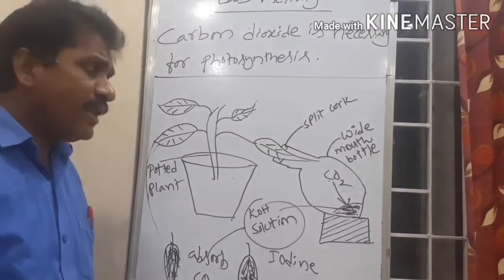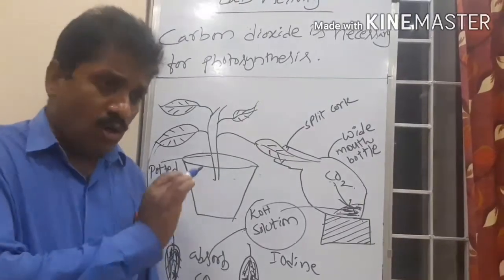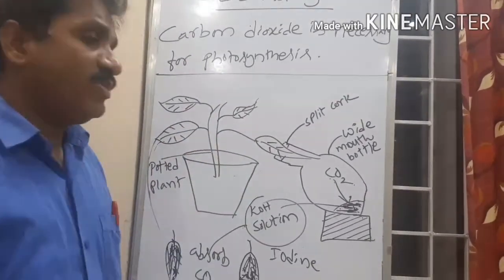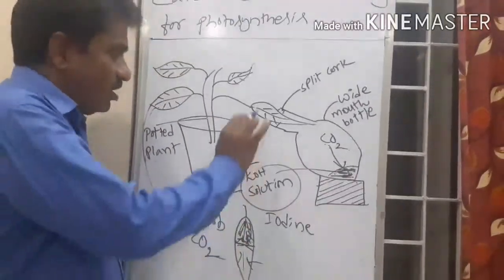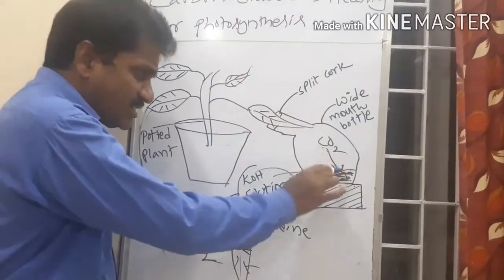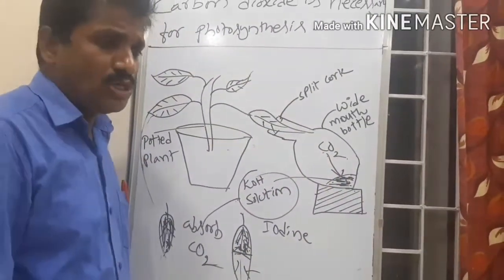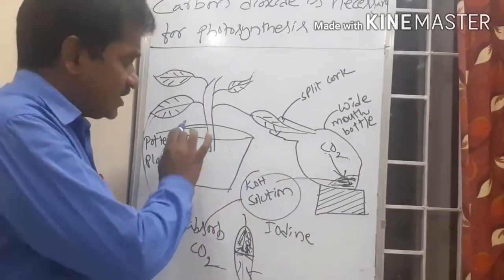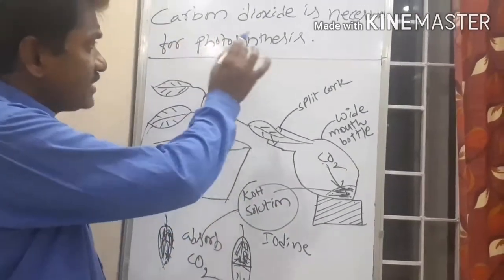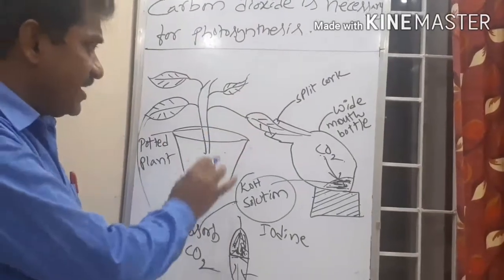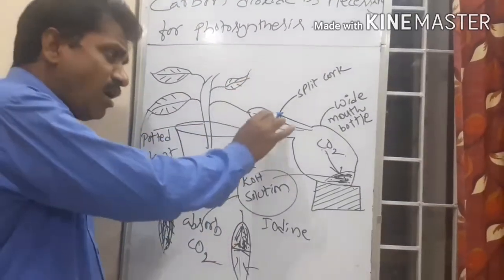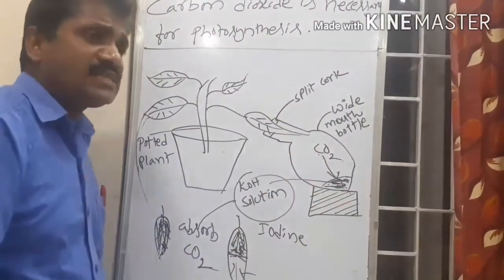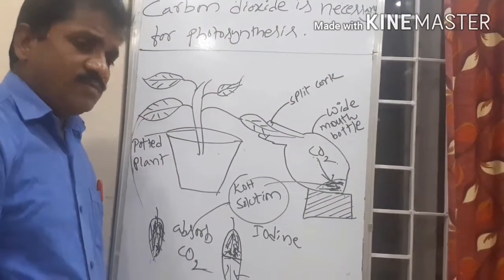Also, one precaution should be taken while doing this activity. The precaution is that the leaf should not touch the potassium hydroxide solution. So you can remember it. This activity is also known as the moll's half leaf experiment.